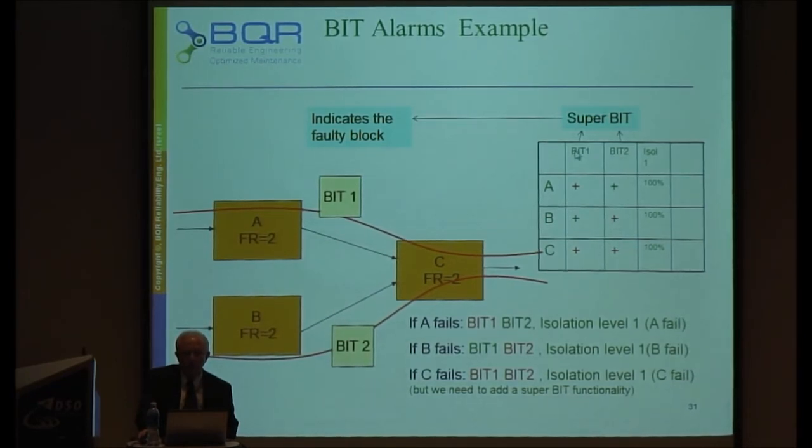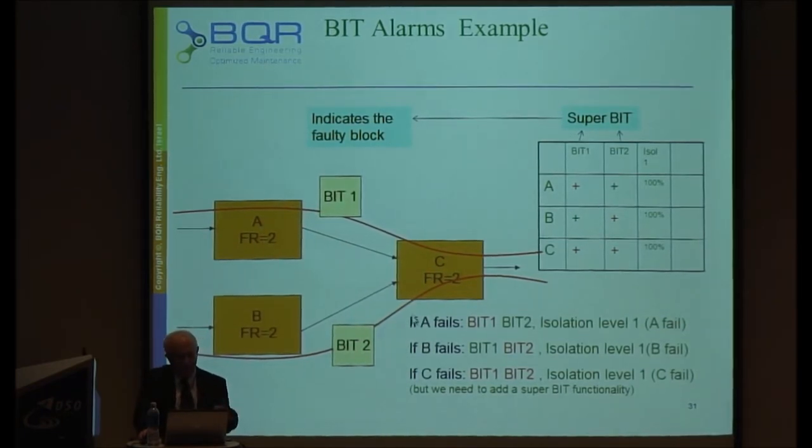So if we have a failure and bit 1 fails, it can be either this one or this one, right? But if the other one is not lighted, we know that it's only this one. So if bit 1 is okay and bit 2 is not okay, then we know it is this assembly.